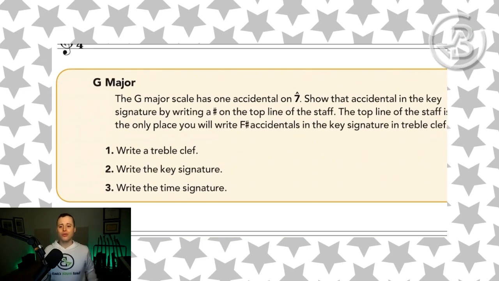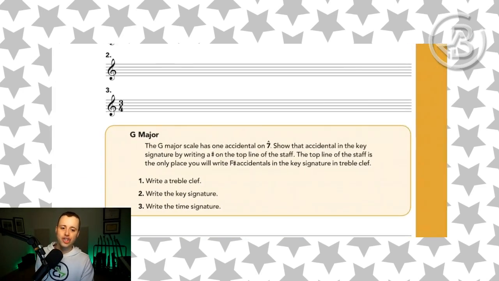Now let's talk about writing the key signature for a G major scale because, well, we actually need to do something to show a G major scale.